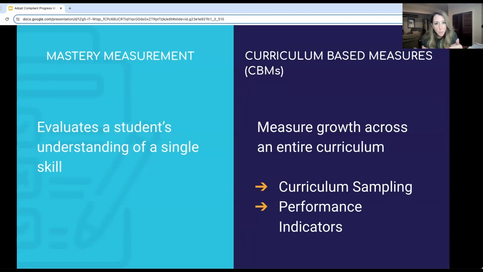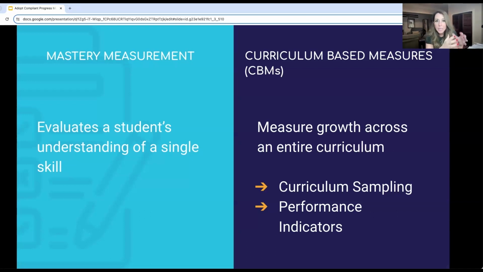A CBM does not measure mastery of one skill and then move on to another. Instead, CBMs measure a student's growth across the entire curriculum. Now, there are two types of CBMs. One is called curriculum sampling, and the other is called performance indicators, but they both serve the same purpose. The difference is just the design of the probe.